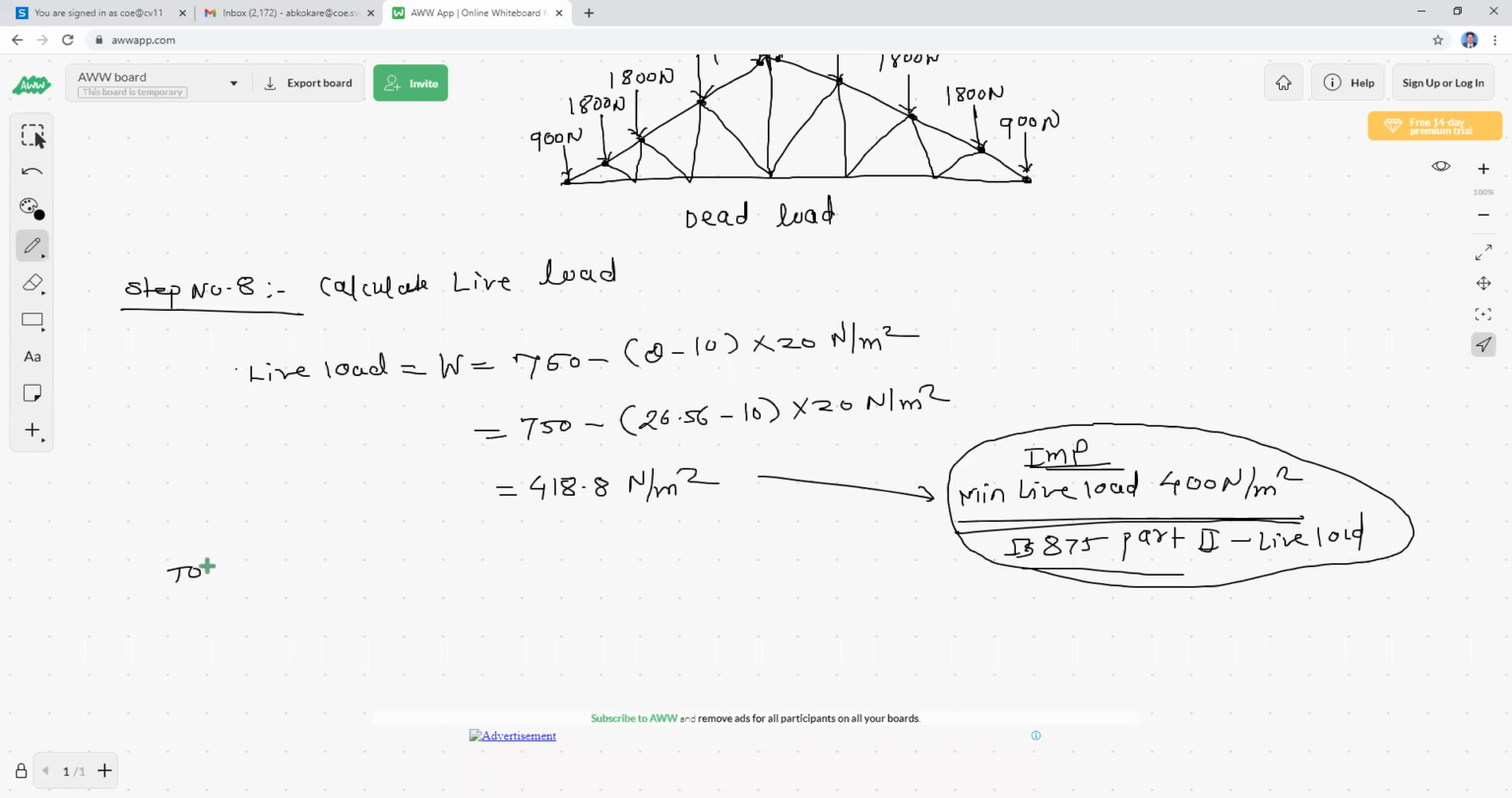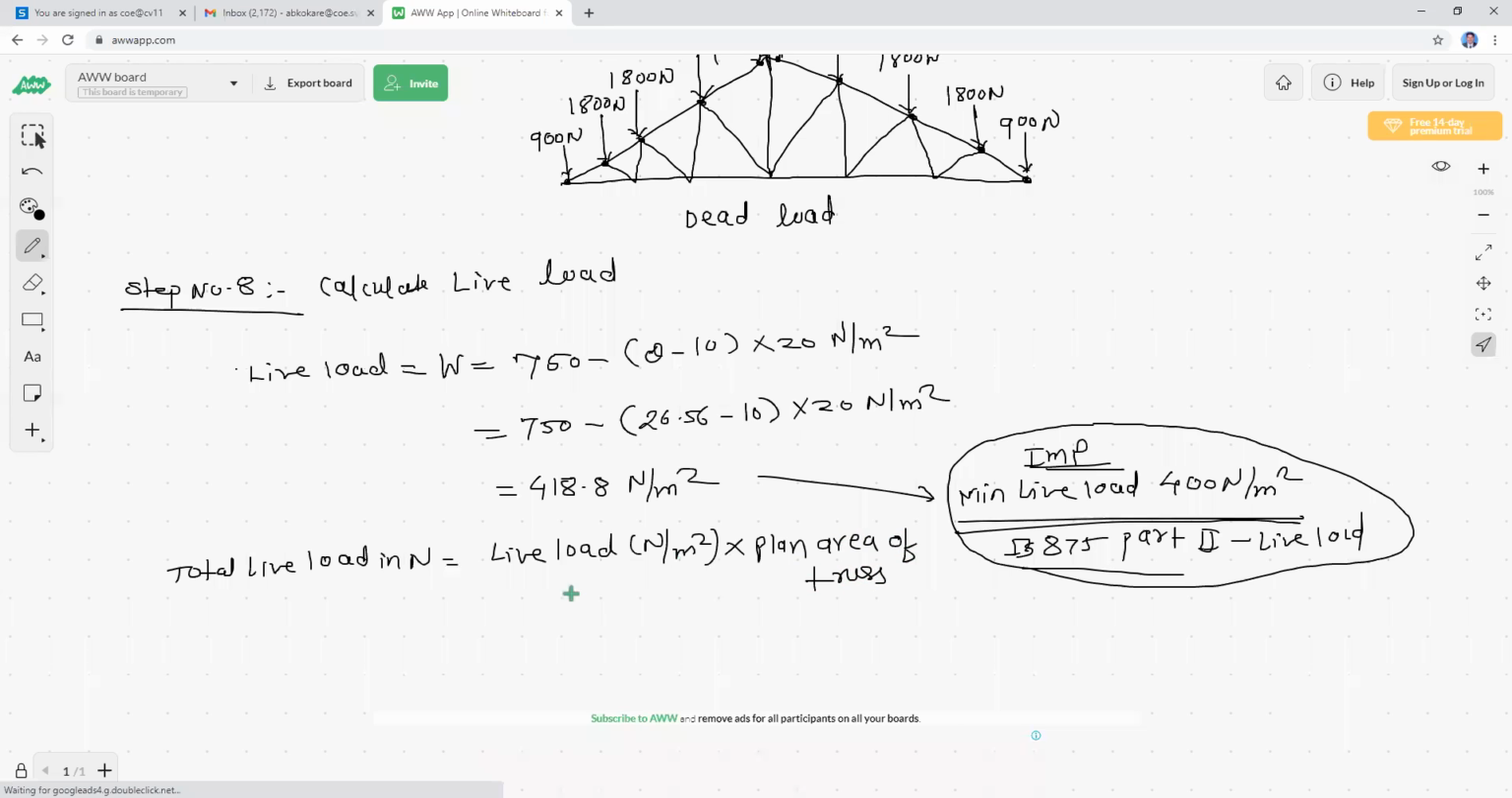Now we have to calculate live load in Newton. So total live load in Newton is equal to live load in Newton per meter square into plan area of truss. So total live load is 418.8 into plan area of truss, again span by 2 into spacing of truss.